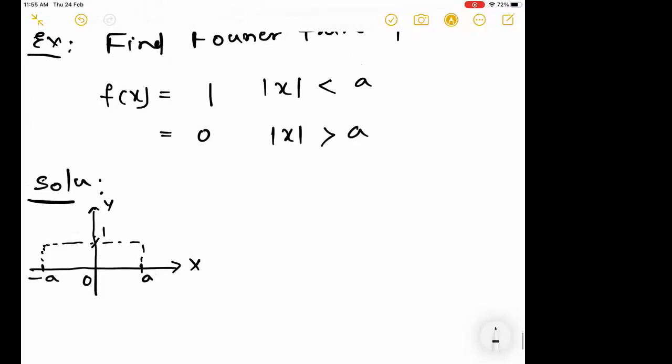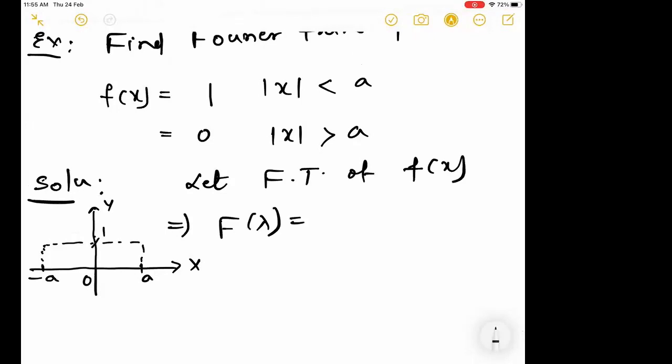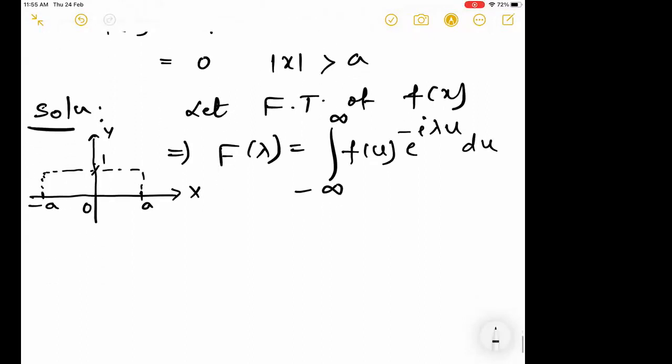So let the Fourier transform of f(x) by definition. What is the formula for Fourier transform? F lambda is equal to integral minus infinity to plus infinity f of u into e raised to minus i lambda u du. Please write correctly. It is i lambda u. i is a complex number.